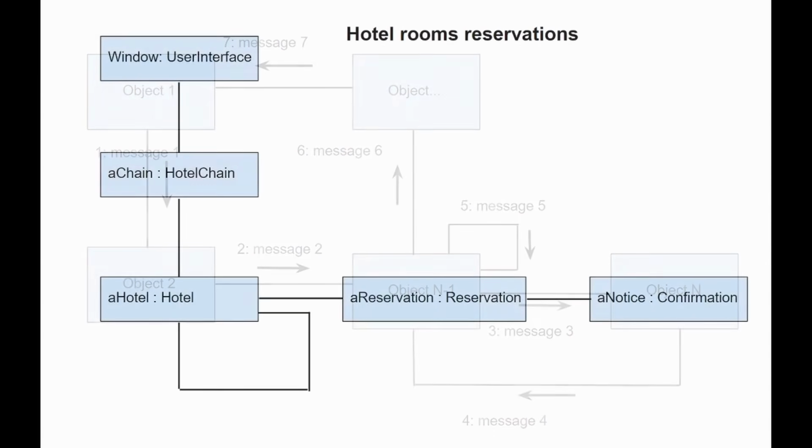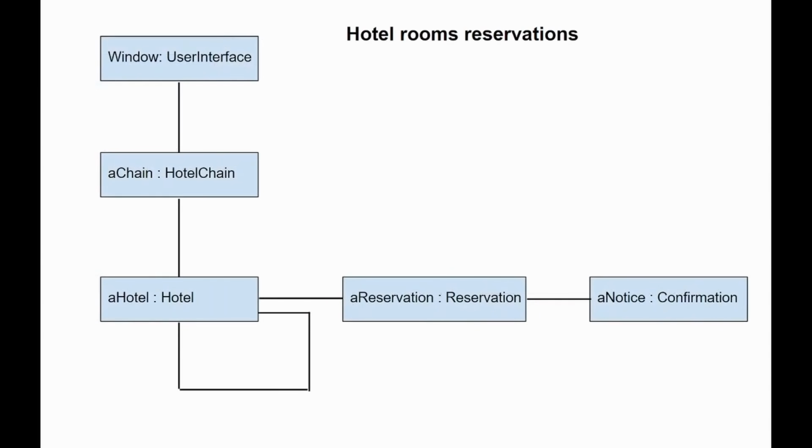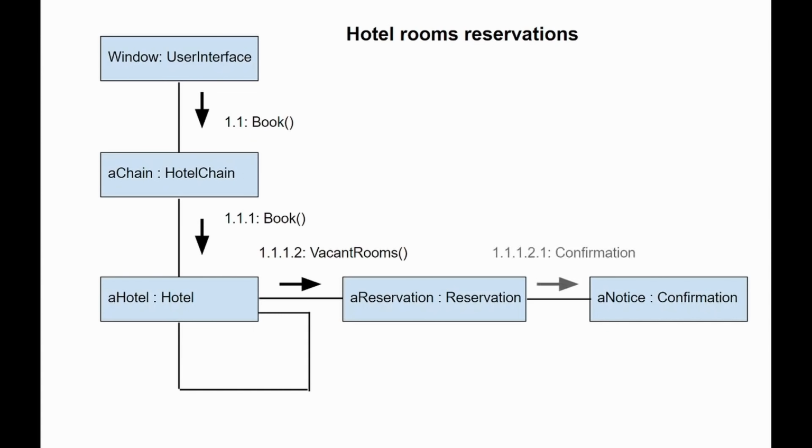Or here is another example: hotel room reservations. Each message in the diagram has a sequence number. The top level message is number 1. Messages sent during the same call have the same decimal prefix but suffixes 1, 2, etc., depending on when they occur.